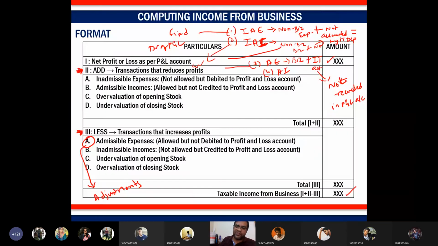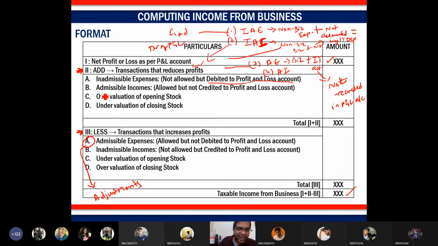So what is your job? Your job is simple. The moment you see the profit and loss account, first record the net profit. Second, add all those transactions that reduce net profit. So what are the transactions that reduce net profit? First is inadmissible expenses. What do you mean by this? These are expenses which are not related to business, not allowed by the income tax department, but they are debited to the profit and loss account. So where should we locate them? We should locate them on the debit side of the profit and loss account.